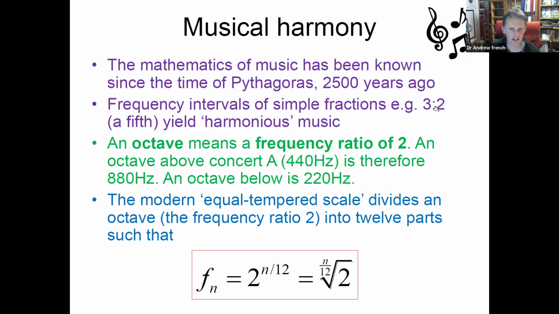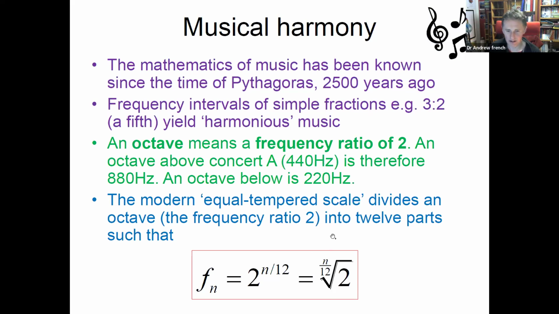And this produces quite a nice sound. Often this is a sort of sound used in rock as well. And an octave is a frequency ratio of 2. So if you play a C and a C above it, that's twice the frequency. Concert A is 440 hertz. That's what we've defined. And so an octave above that, the next A is 880 hertz, etc.